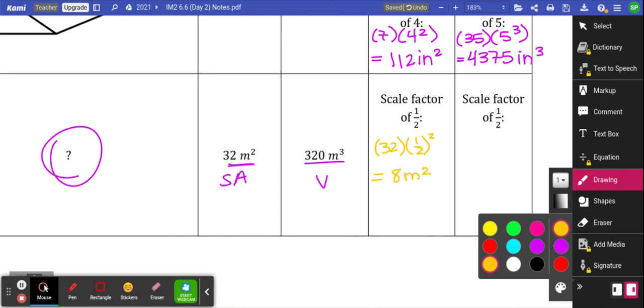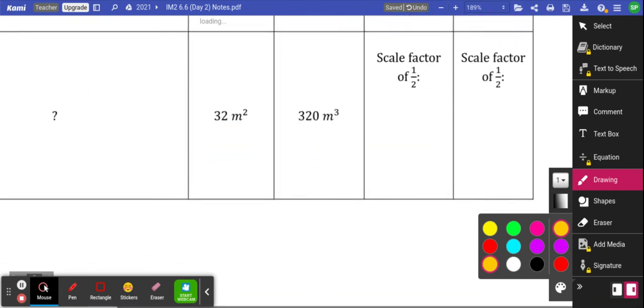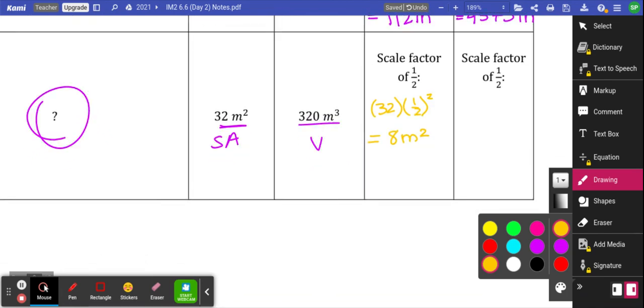And that's the only problem here. And then if we have a scale factor of 1/2 for the volume, we're going to start with our original volume of 320 meters cubed, and we are going to multiply that by 1/2 to the third power. And that is going to then give us 40 meters cubed for our new volume.